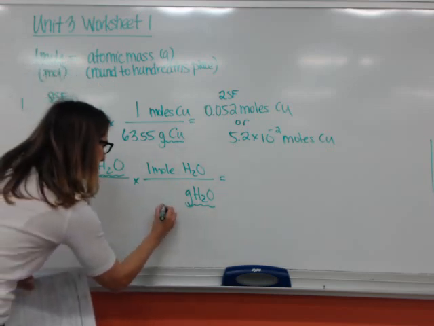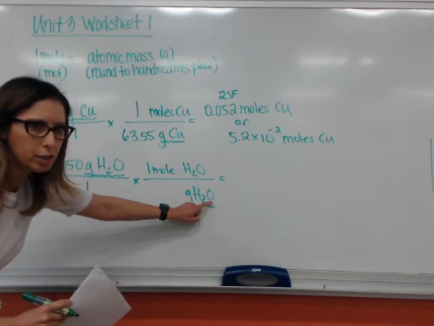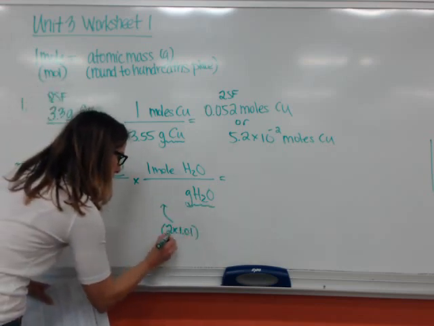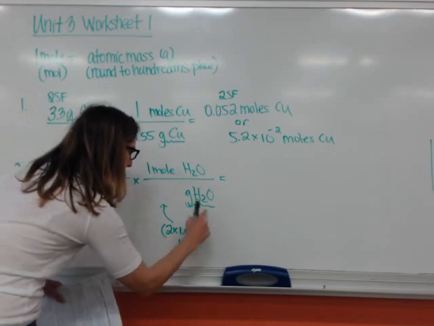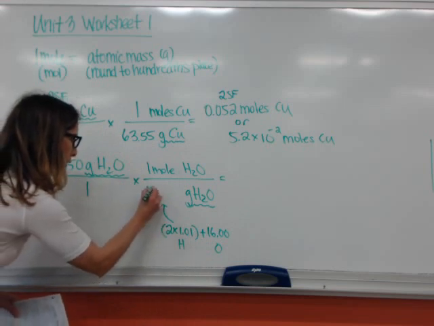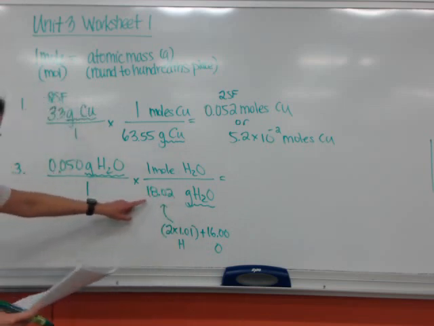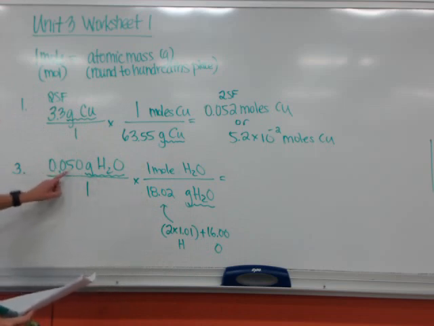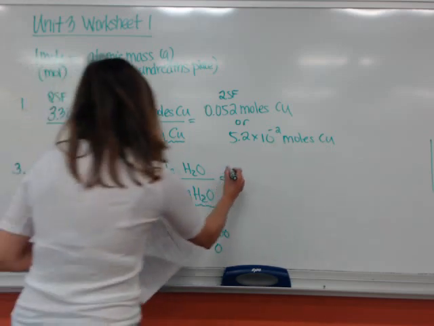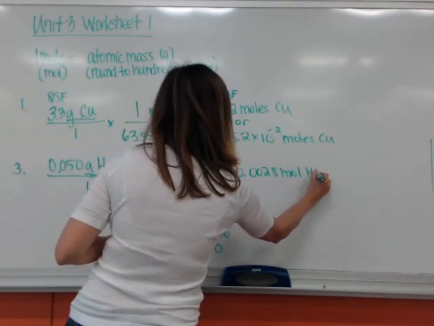The number that goes here is from the periodic table, but we're going to have to add 2 hydrogens to 1 oxygen. If you look at hydrogen, hydrogen is 1.01, so I'm going to multiply that by 2, and then I'm going to add that to an oxygen, which is 16. Add all this together, you're going to get 18.02 grams. So this is going to be 0.050 divided by 18.02, or you could take this times 1 divided by 18.02. It doesn't matter, you'll get the same thing in the end. You're going to end up with 0.0028 moles of water.